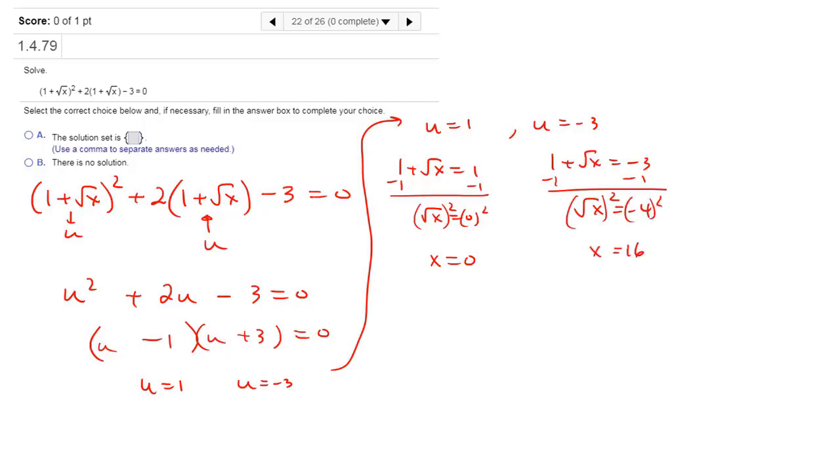Now what we have to do is check our answers. I'm not going to check it for you. I've been doing plenty of checking already here. Check your answers. Plug this into the original problem, see if 0 works. Plug this into the original problem, see if 16 works. And whichever one works, that will be your answer.